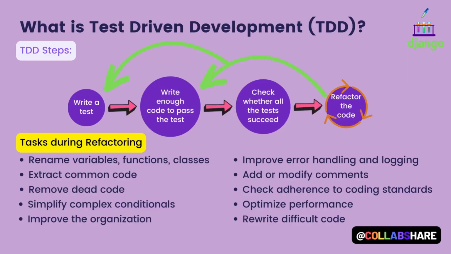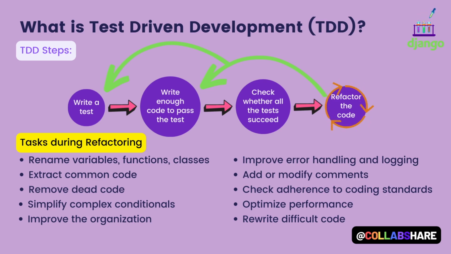Now that you know the process of TDD development, let's see how we can refactor our code. Here are some common tasks that a developer might perform during refactoring. Rename variables, functions, or classes to make their purpose more clear. Extract common code into functions or classes to reduce duplication. Remove dead code that is no longer being used.